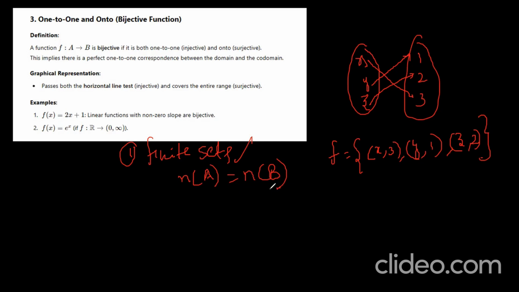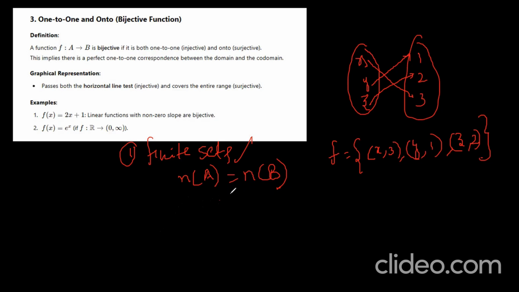And one more important point, identity function, you take any identity function. Identity function on set A, which is non-empty, is going to be a bijection. Okay, identity function on a non-empty set is going to be a bijection.